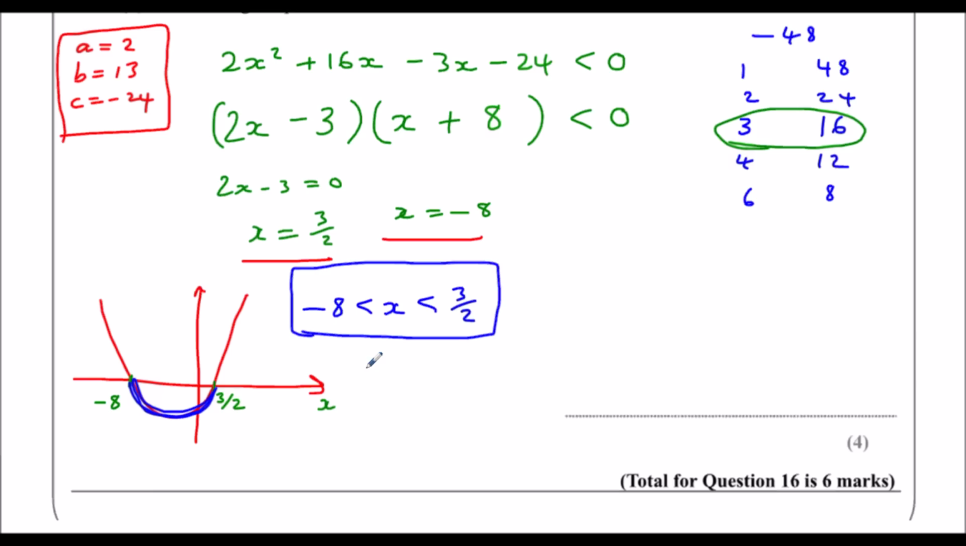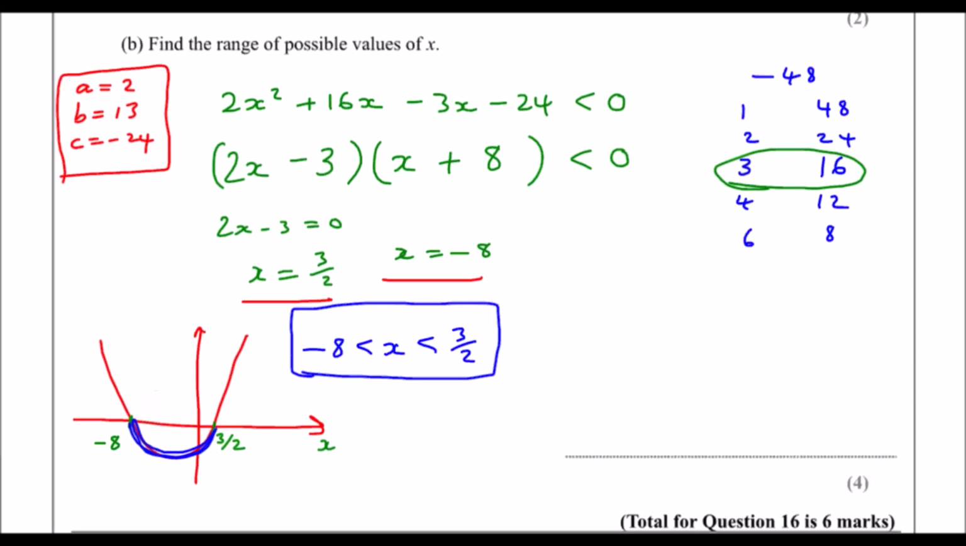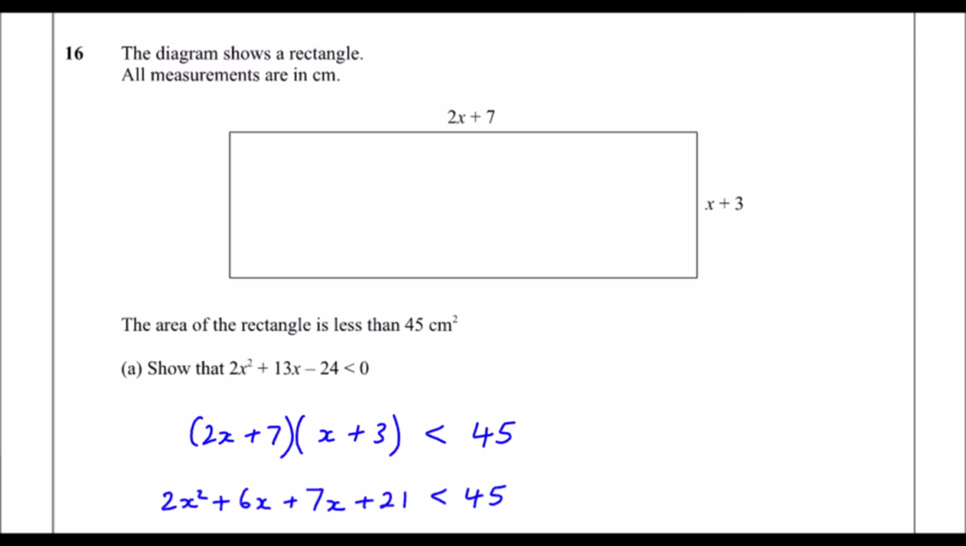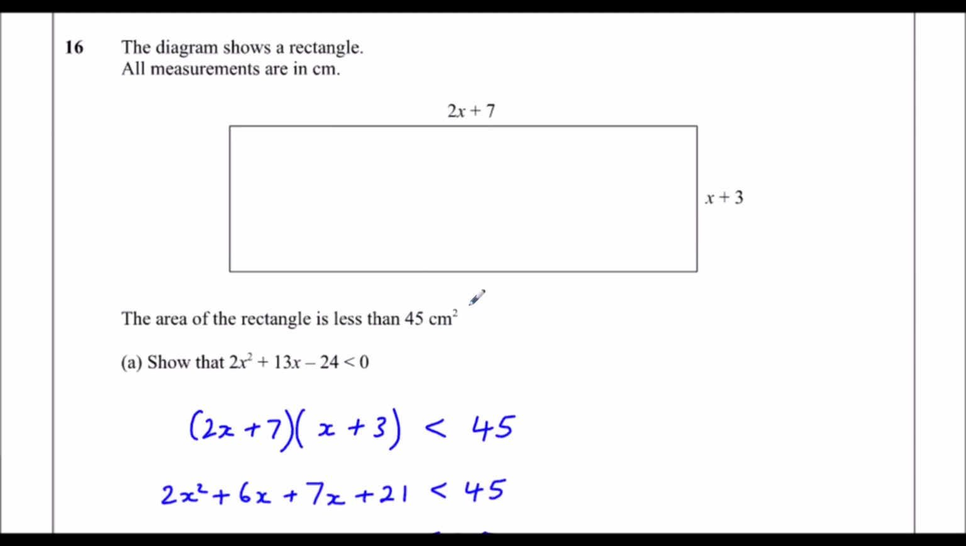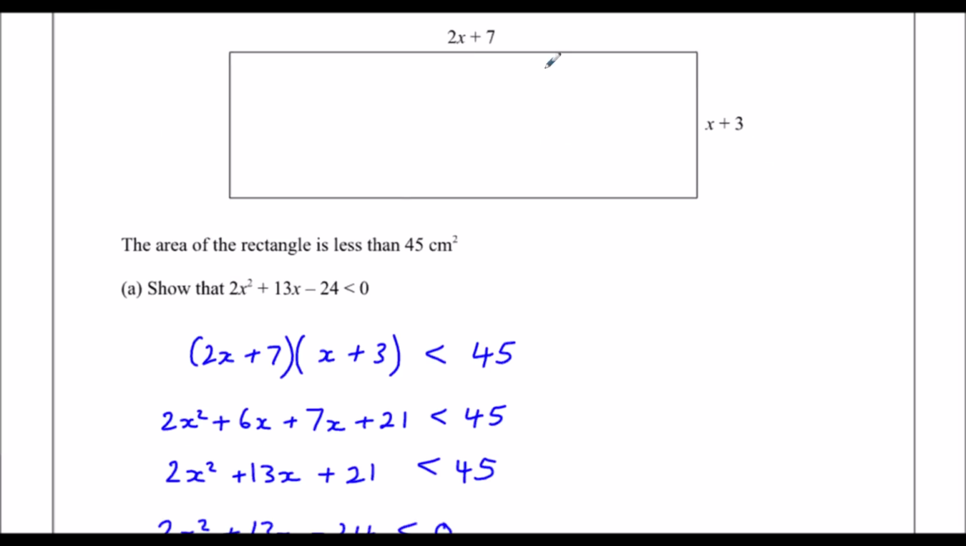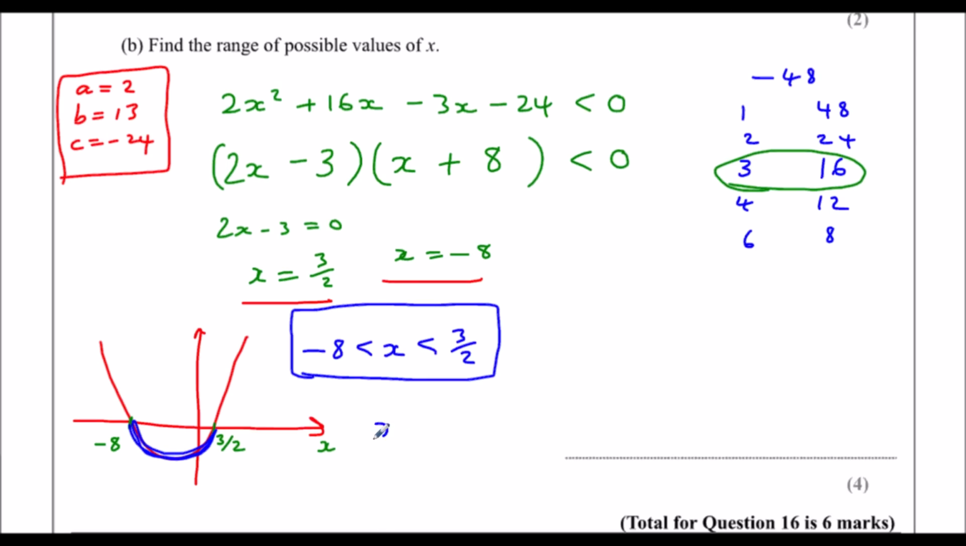That isn't the final answer. You've got to be very careful with this. I'm actually re-recording this part of the video because I made this mistake. So the area of the rectangle has to be less than 45 centimeters squared, but also we can't have a negative length. So we can't have any x value less than negative 3, because negative 3 plus 3 would be 0. So any x value we have has to be bigger than negative 3. It's got to be bigger than 0. So we can say x also has to be bigger than negative 3.